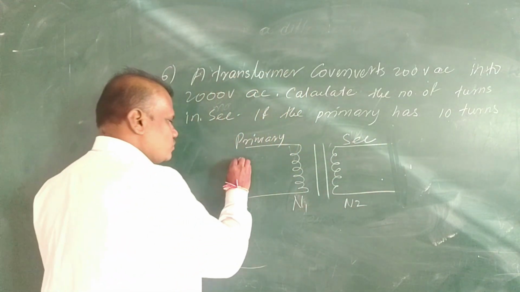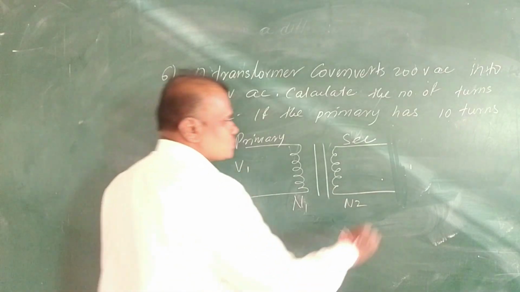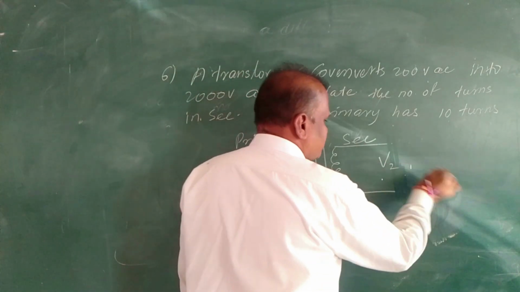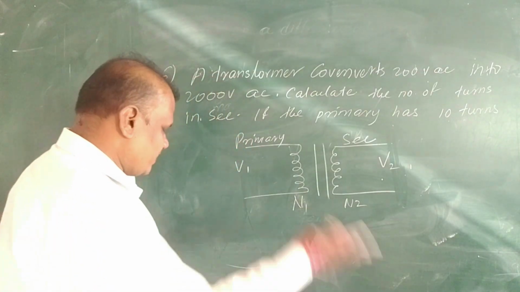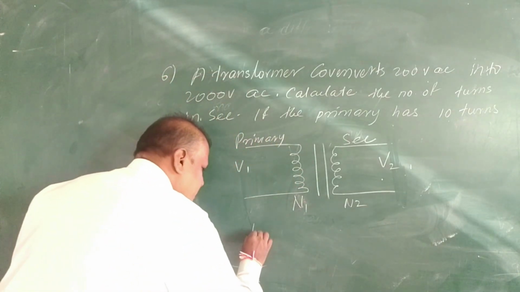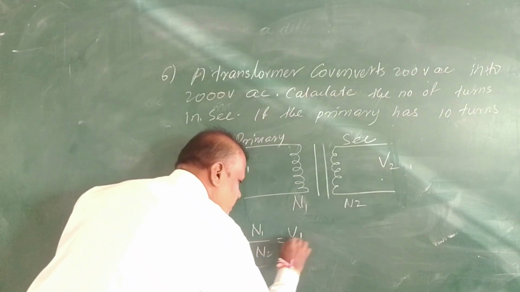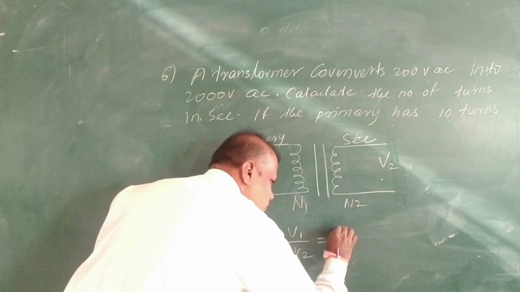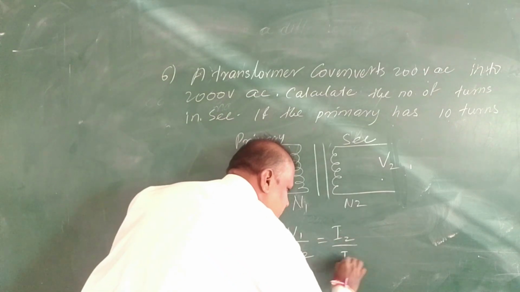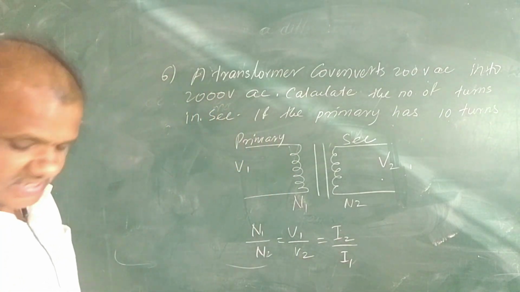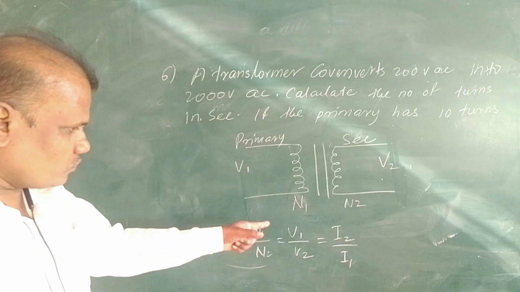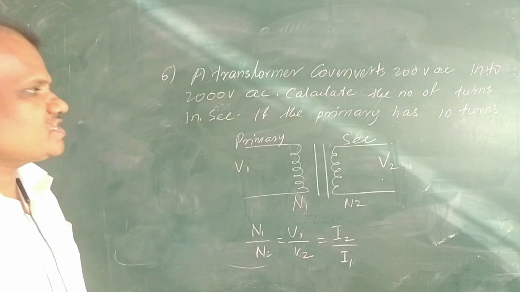The input AC voltage is, say, V1. The secondary voltage is V2. So we have a direct relation: N1 by N2 equals V1 by V2 equals I2 by I1. This is the relation between number of turns, voltage and current in a transformer.